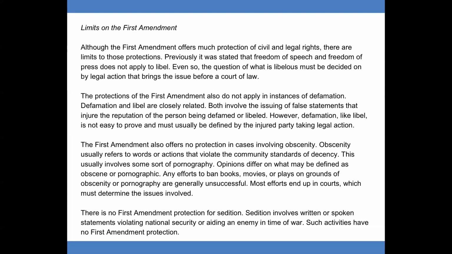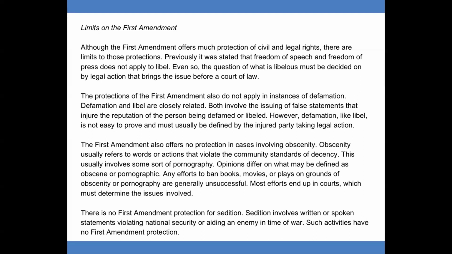Obscenity usually refers to words or actions that violate the community's standards of decency. This usually involves some sort of pornography. Opinions differ on what may be defined as obscene or pornographic. Any efforts to ban books, movies, or plays on grounds of obscenity or pornography are generally unsuccessful. Most efforts end up in courts, which must determine the issues involved.